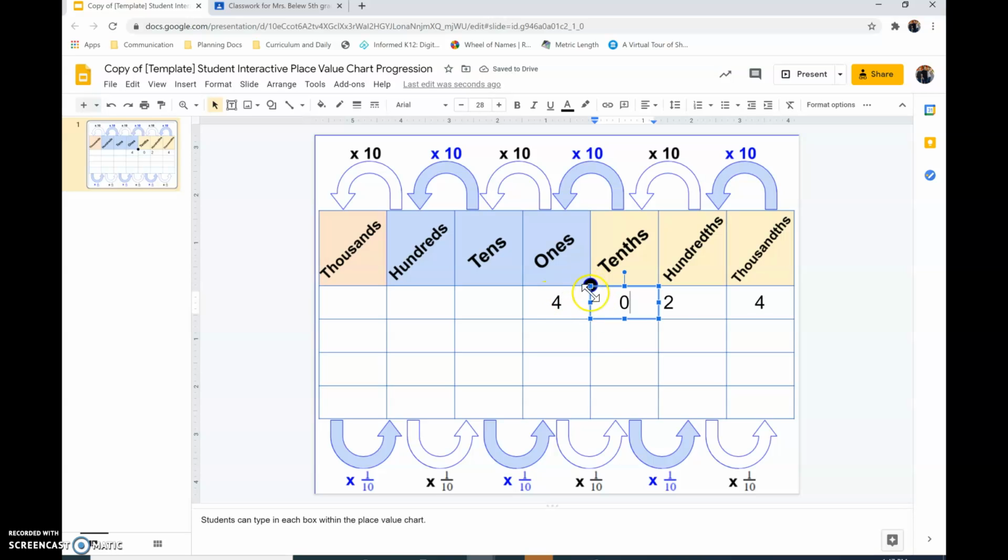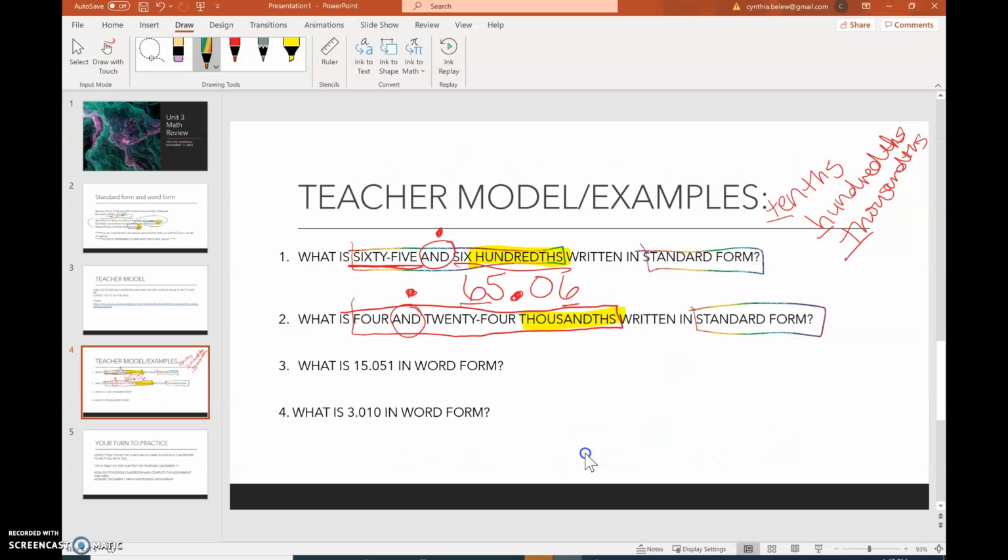4 and 24 thousandths. So I'm going to go back and I'm going to write it. 4 and 24 thousandths. Look, tenths, hundredths, thousandths. Now, written form.